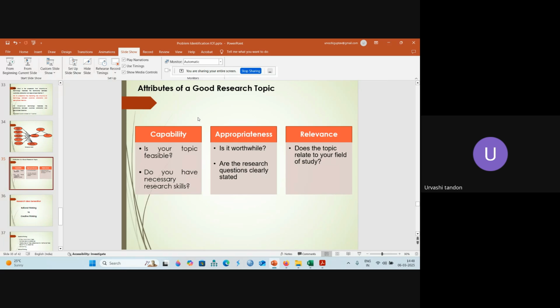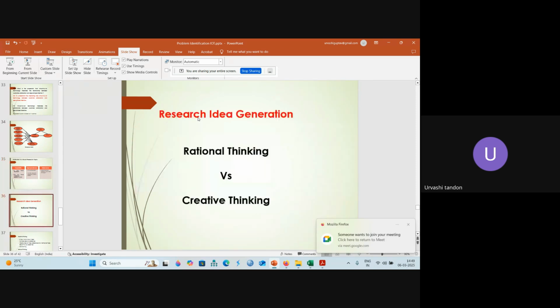Relevance, that means does the topic relate to your field of study, right? At times, people come to me and say, okay, we want to do research on this topic, but at times I say, please try to see whether it is feasible to do research on this topic, right? Whether you will be able to conduct research on this topic, whether you will be able to get the data on this topic, whether people will share their data on this topic, right? So there are so many things which you have to see, whether the data is available for this topic or not, right?